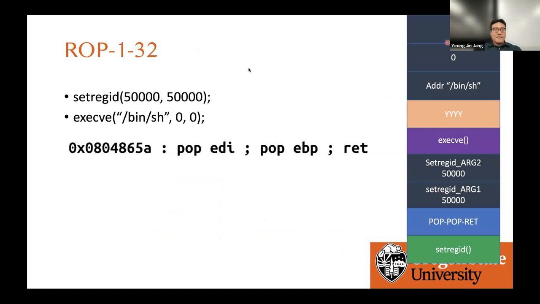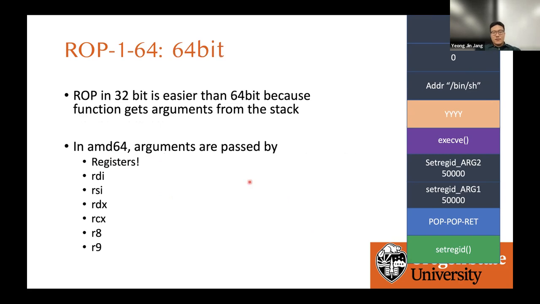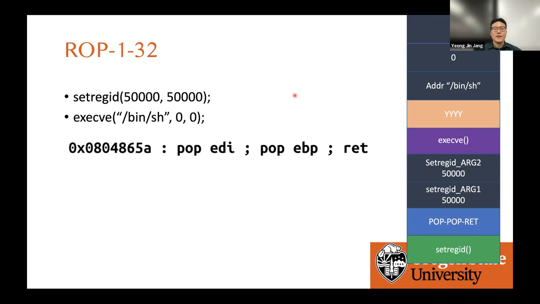So to solve ROP 32, from the ROPgadget output, you will find the 2 pops and return at 0804865A as an address. So what you can do is put that address into here, set the regID, and then put the address of execve, and then run it. That's all okay for 32-bit because we pass arguments over the stack. So think about the buffer overflow case. That lets the attackers freely set any kind of values on the stack. So we can put arbitrary values in the arguments. So that's the easy case.